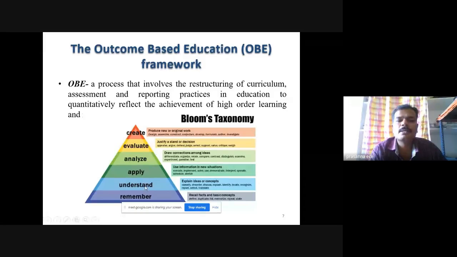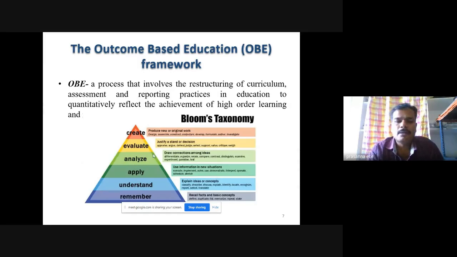You can see learning of a subject happens through these 6 steps. The basic step in learning a subject is remembering some concepts. The next step is understanding some concepts, then applying those concepts, and then analyzing those concepts. Then evaluating a particular stand or decision, and then creating new knowledge. These are the 6 steps through which any person learns and masters a subject.